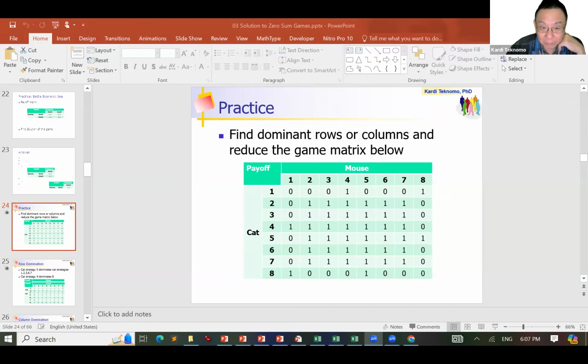Okay, so 0 and 0 the same. 1 and 0, so 5 dominates, right? And then 1 and 0, so 5 again dominates. 1 and 1 the same, so 5 still dominates. The rest are the same: 1 and 0, 5 dominates, and 1 and 1, 5 dominates. So in this case, row 1 I will delete. Clear?